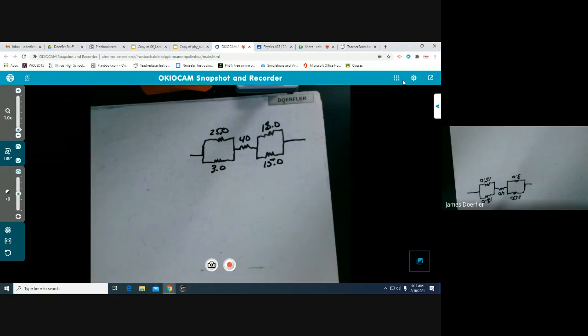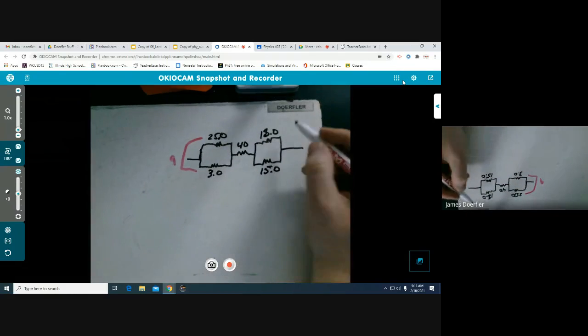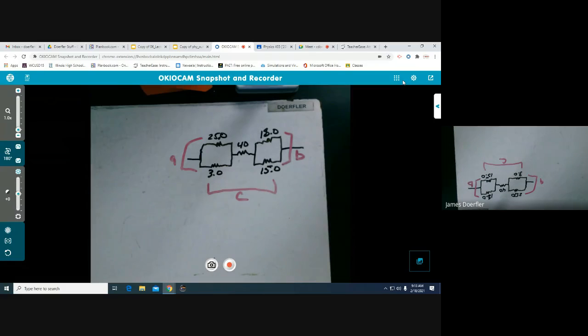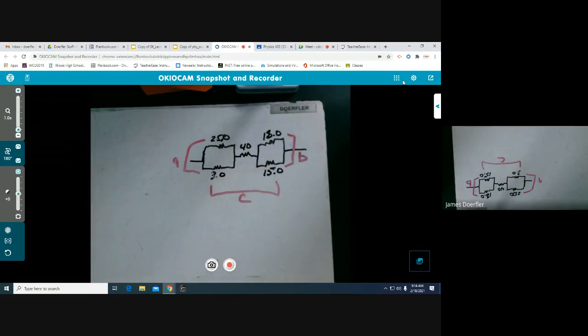So again, splitting these into groups, I'll call that A. I'll call this B. Then I'll call this C. You could do it a couple different ways. You could call this A, and then this C, or this B, and then this C. But I like to try to keep things in similar fashions when we do this.